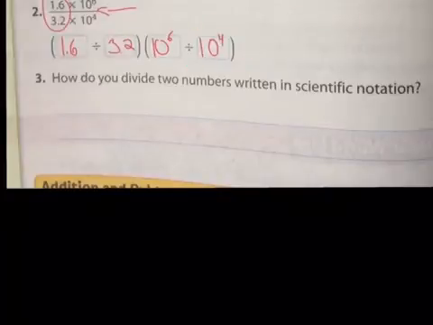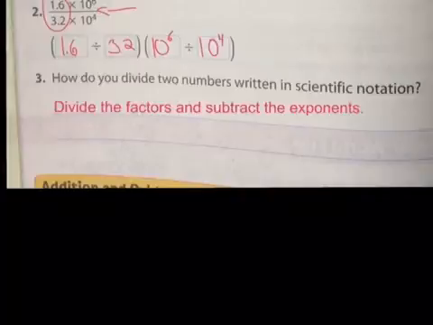Well, so how do I divide this? Well, first, I have to divide the factors, don't I? I have to divide these two factors right here. And then I have to subtract the exponents in this parentheses. Divide the factors and subtract the exponents. There you have it. Please copy this down. This is a key answer. You put a star right there and a star right there.